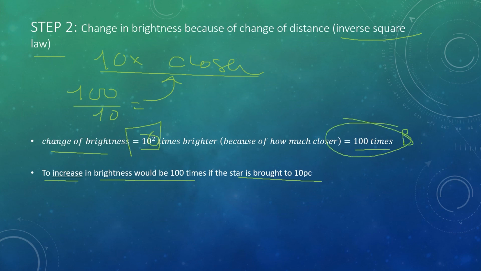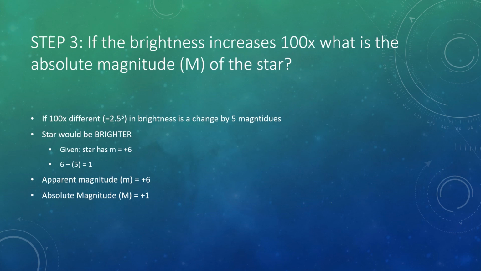And that's how we get to step 3, which is: if the brightness is an increase of 100 times, what is the absolute magnitude? So now we're finding absolute magnitude here, in which case we're going to go back to that initial chart we used for apparent magnitude. We're going to say, okay, 2.5 to the what power is going to give us 100? And based on that chart, we know that it is 2.5 to the 5th power that will give us 100, which means we will have a brightness change of 5 magnitudes.